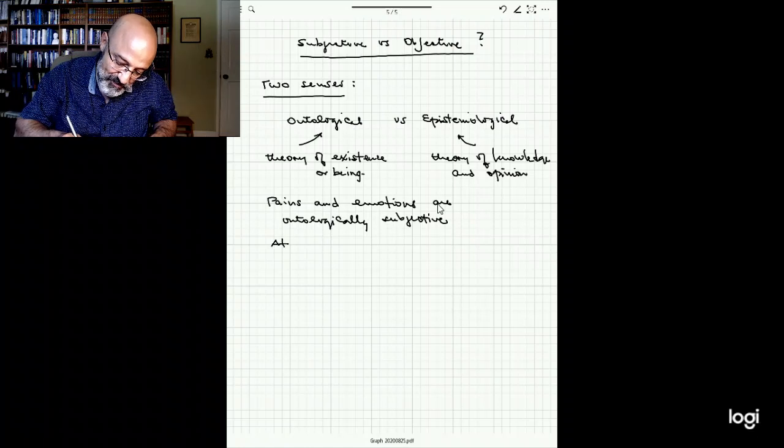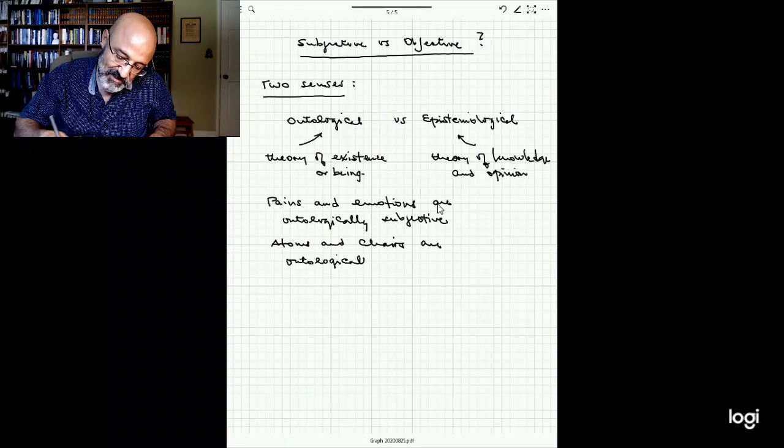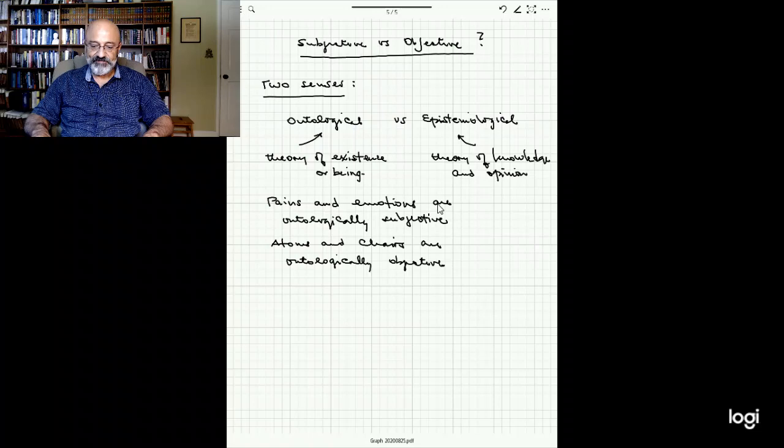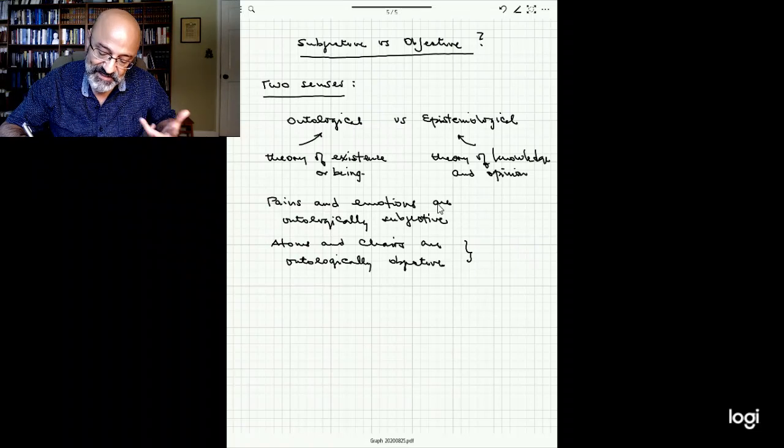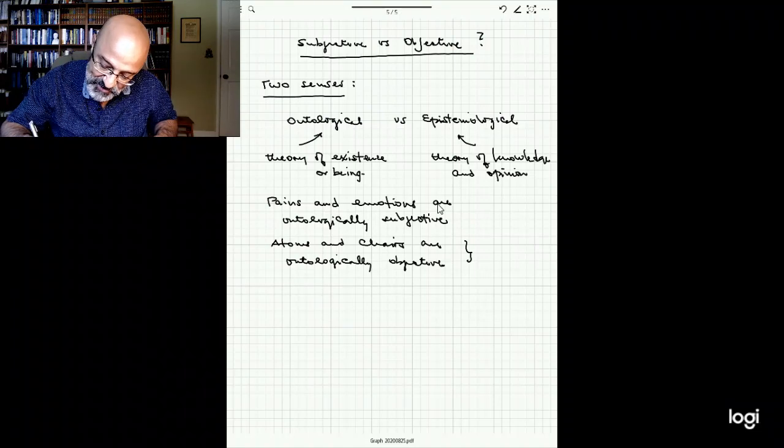Atoms and chairs are ontologically objective. They're real, they exist. When we talk about atoms and chairs, we say they're real, right? They're physical. Yeah, that's fine, but pains are real too. We call these objects ontic.